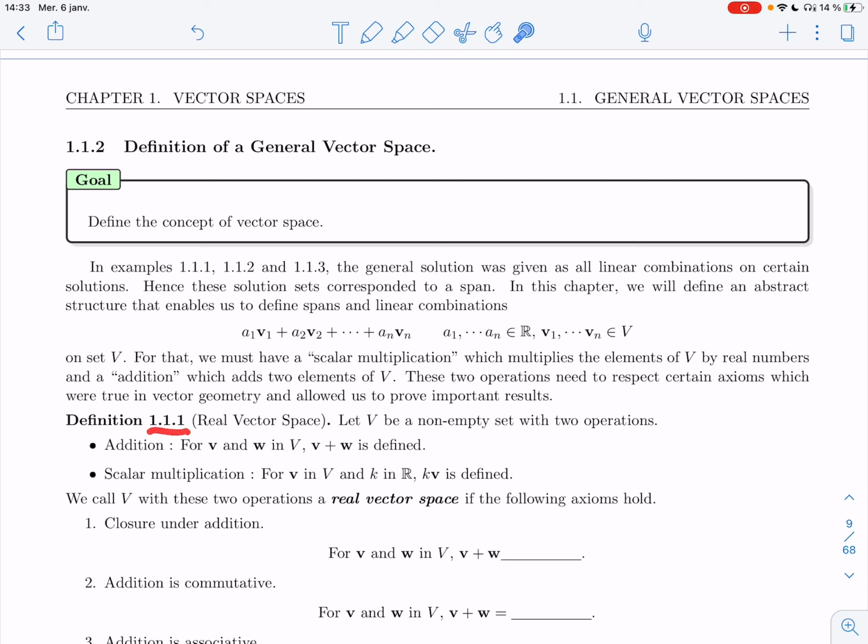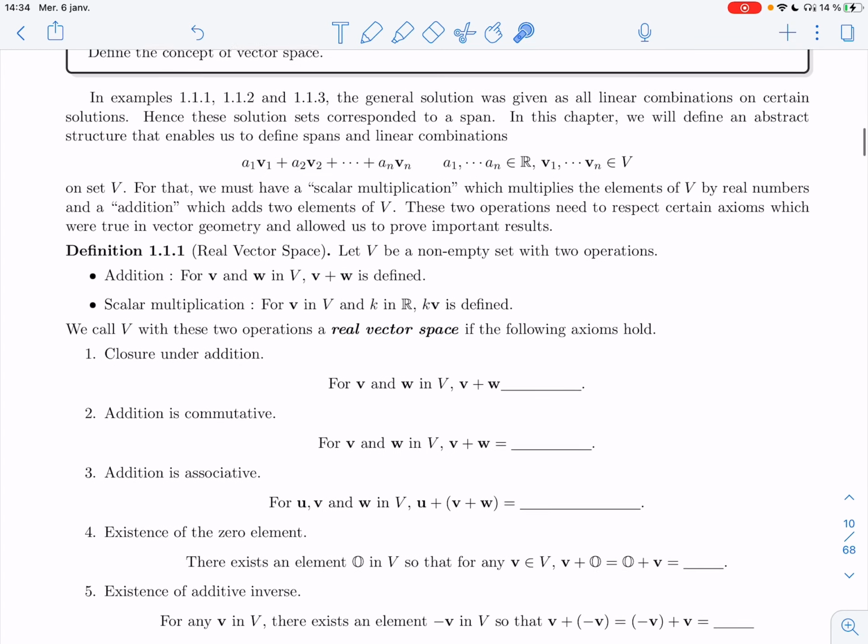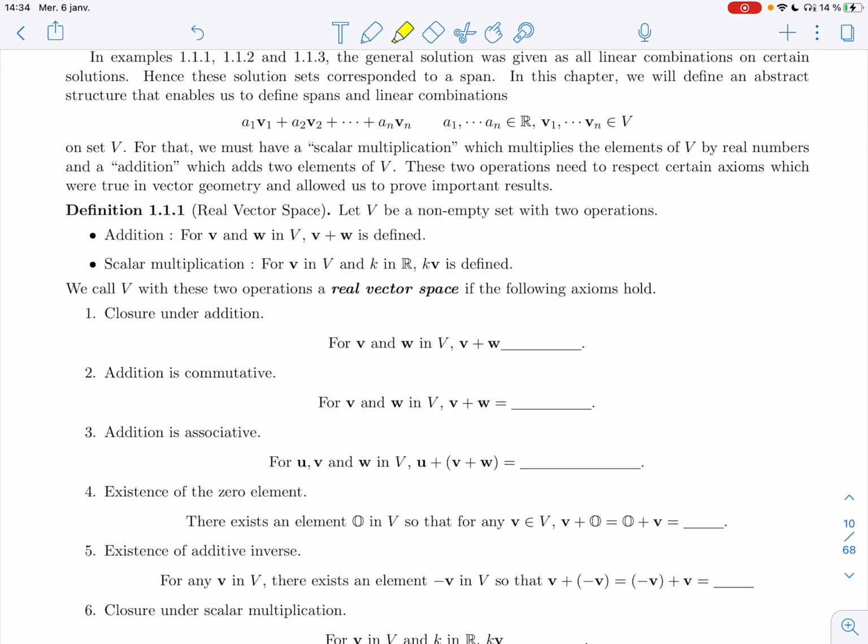Definition 1.1.1. I'm going to start with V. It's going to be a non-empty set, and I have two operations on V. I have an addition, which means that for any two elements of V, V plus W is defined. And a scalar multiplication, for V in V and K in R, we have some information as to what KV is. All right, so we'll call V with these two operations a real vector space if the following axioms hold. So I need these 10 axioms to be true for V to be considered a real vector space. And by the way, here real refers to the fact that our scalars are real numbers.